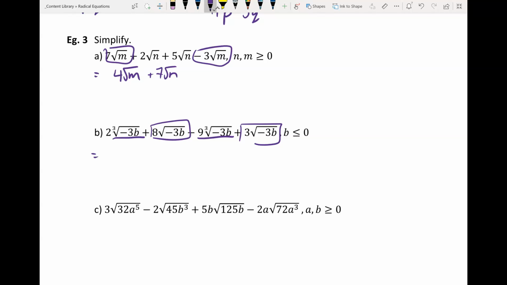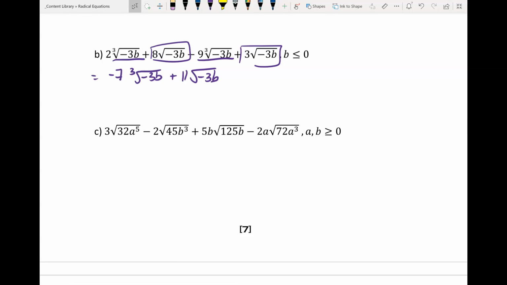For my underlined one with the cube root, we have 2 minus 9, which is negative 7, and then I leave my like term part alone. And then we have 8 plus 3, which is 11, and then we leave our like term alone, which is the square root of negative 3b.